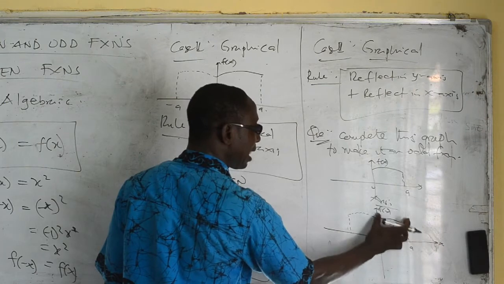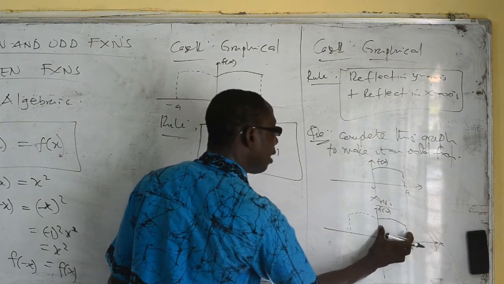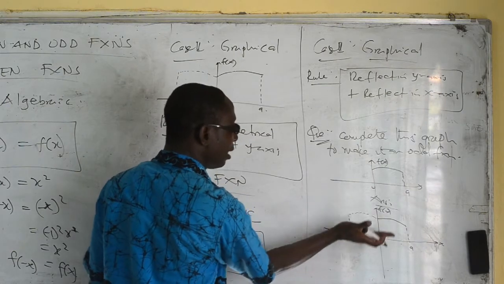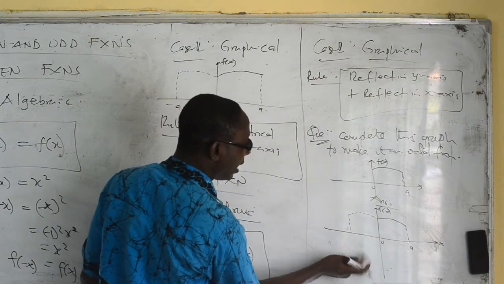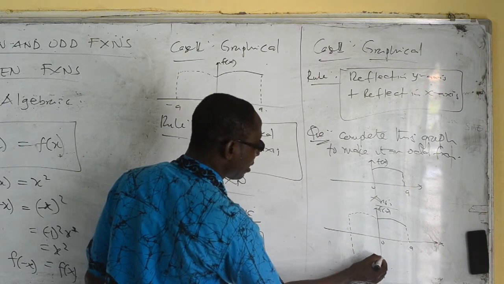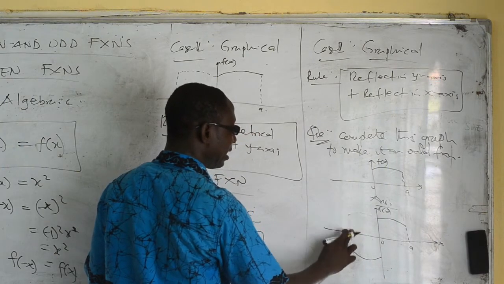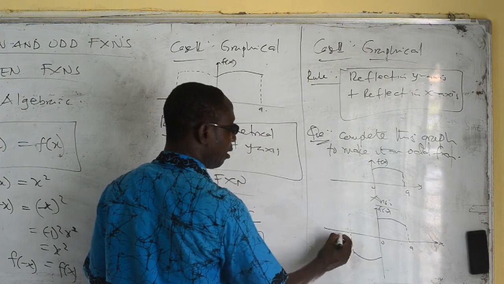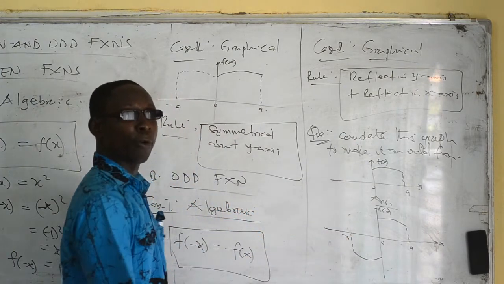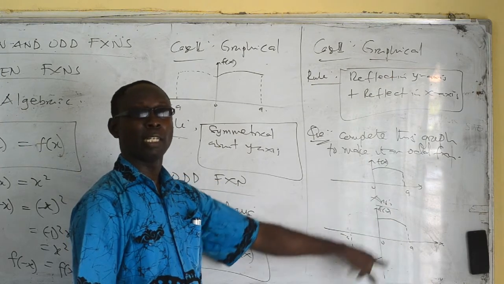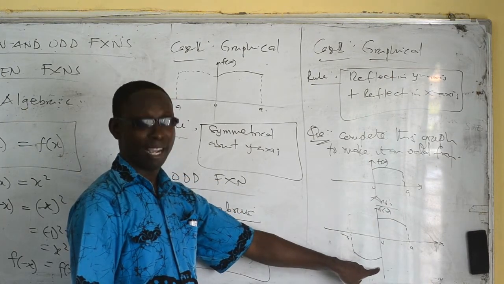First of all, reflect the given question on the y-axis. When I reflect this on the y-axis, it will fall here. Now when we reflect this on the x-axis, it will fall back here. So our final answer is this and this. This is the complete graph for a function like this that will make it an odd function graph.